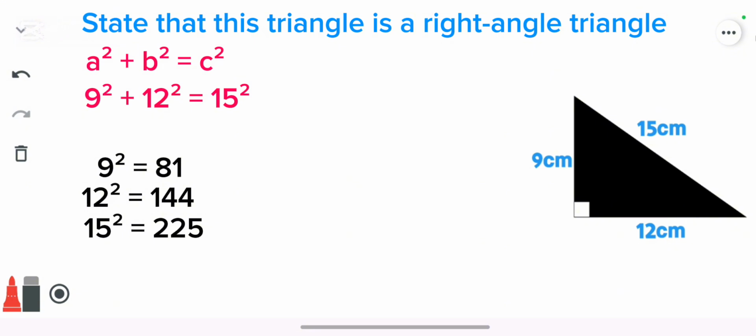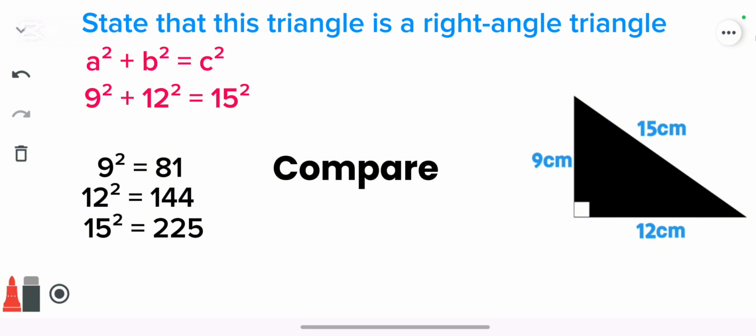Alright, so there we go. We have 9 squared is equals to 81, 12 squared is equals to 144, and we have 15 squared is 225. So the next thing we are going to do is compare, and we are going to prove that yes, this triangle here is a right angle triangle. Now this is the very important part here. Take note of it.